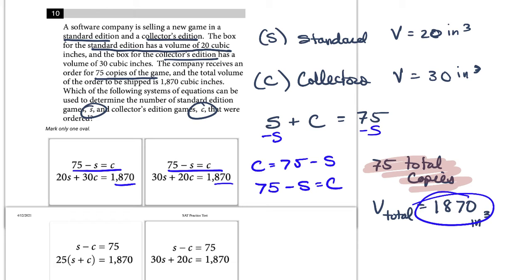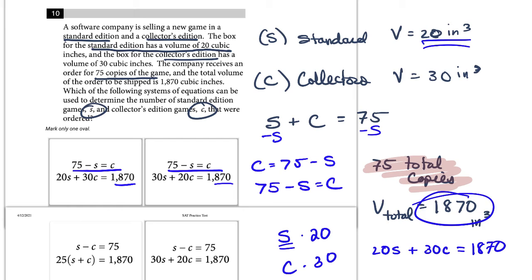Well, if you sold S number of standard editions, let's say you sold one of those, and you took it times 20, it would tell you the volume because each one is 20. If S was 2, it'd be 2 times 20, 40 cubic inches. So this gives me the volume of the standard edition. This then will give you the volume of the collector's edition, C times 30. So I'm just going to say total volume for the standard plus total volume for the collectors has to equal total volume altogether. And that makes it clearly this first choice right here.